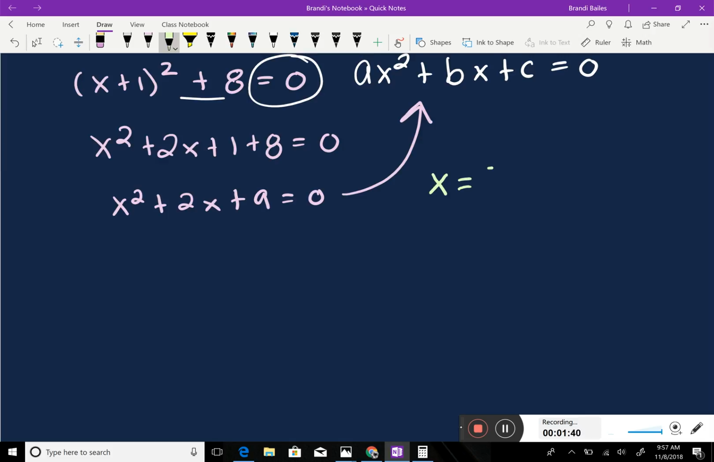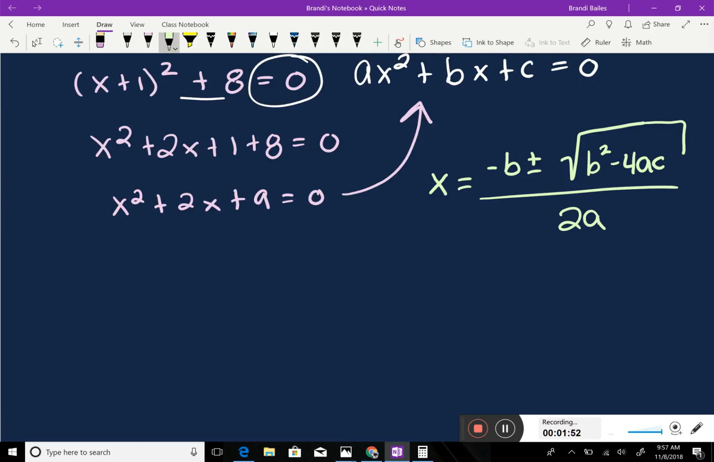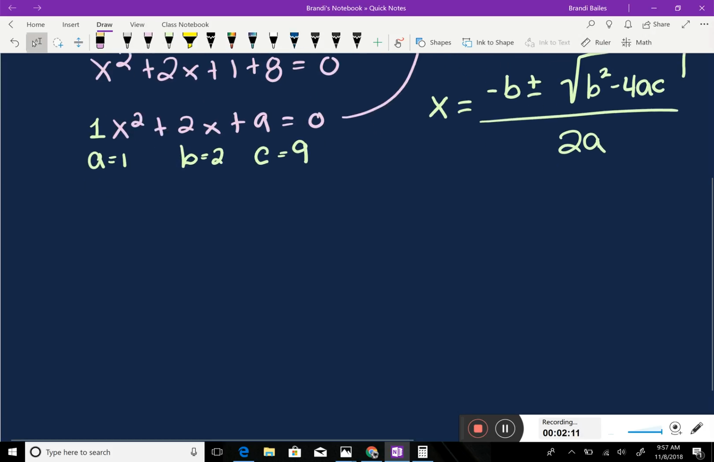x is equal to negative b plus or minus the square root of b squared minus 4ac, all over 2a. So let's label some stuff over here. I've got an a in front, and that's that secret hidden 1. I've got a b in front, and that's the 2. And I've got a c at the end. So a is equal to 1, b is equal to 2, and c is equal to 9.